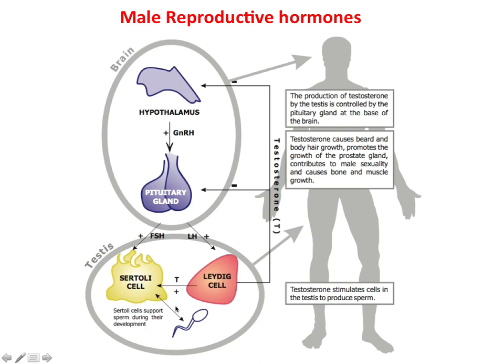during their development. On the other hand, a Leydig cell produces an important hormone, that is testosterone, and this testosterone goes to the Sertoli cell and induces the production of sperm. On the other hand, testosterone stimulates the various secondary sexual characters in male.